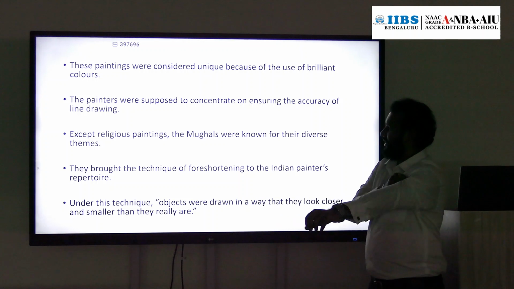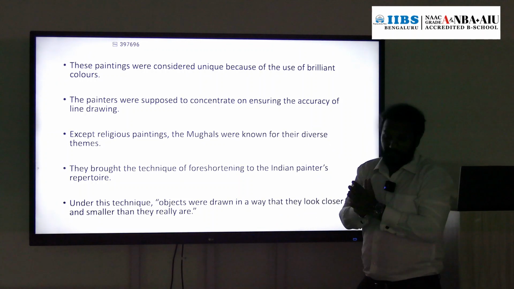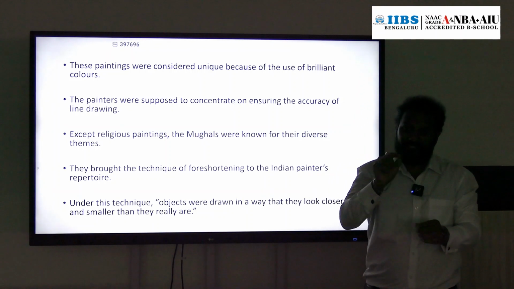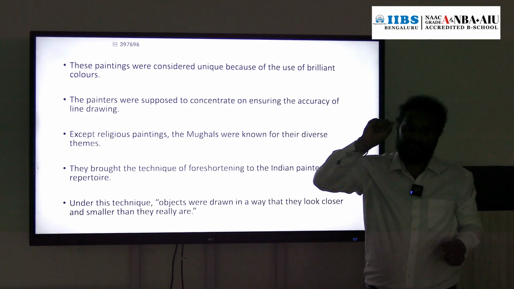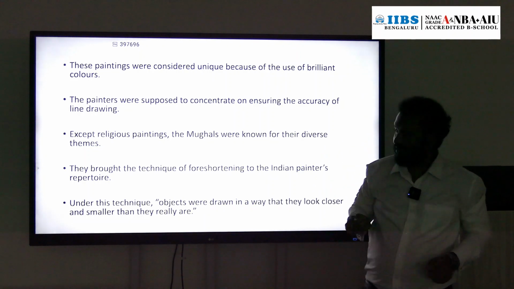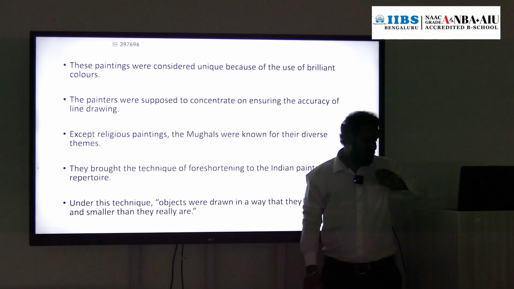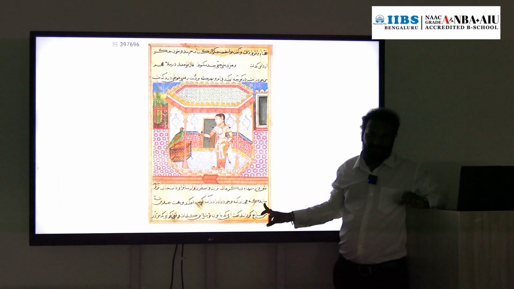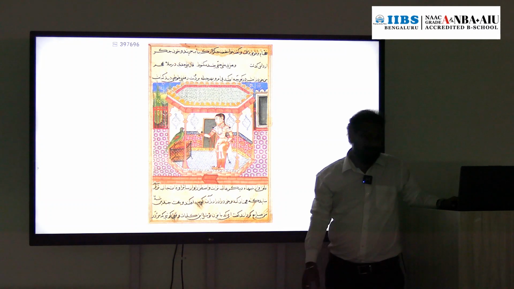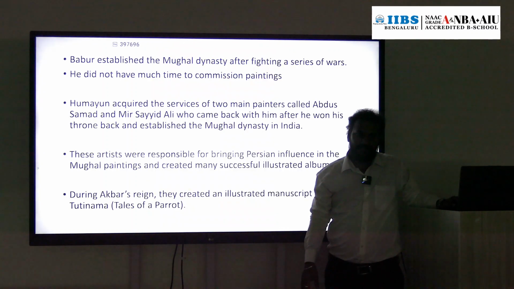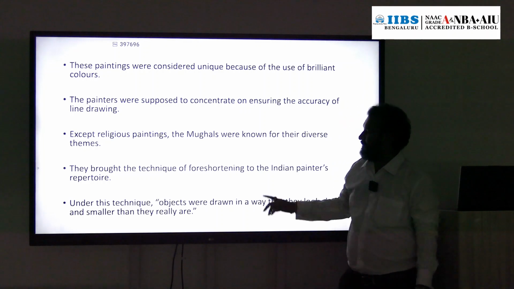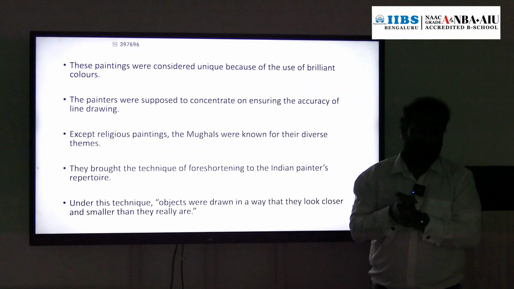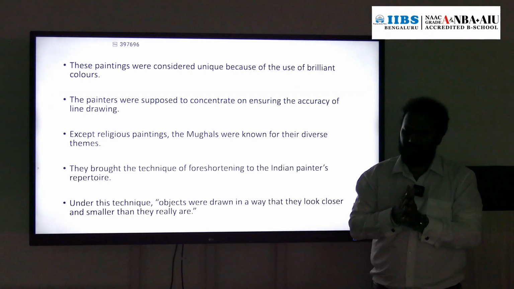Got it? And those painters are there, right? So those painters gave keen interest to the perfection of line drawing, accuracy. Okay, you check in the paintings. See, perfection of the lines. That importance was given by the painters. Line perfection. Except the religious paintings, some religious paintings are there, okay, but not that much during Mughal time.